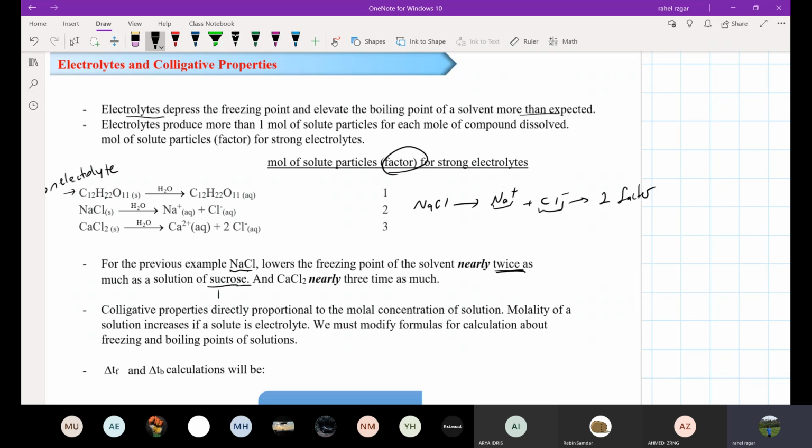Same thing for calcium chloride. CaCl2 becomes Ca and 2Cl. So what is the factor? 3. So 3 particles have been separated. 3 particles are affecting this concentration. Okay? That's why they have higher effect on colligative properties than non-electrolytes.